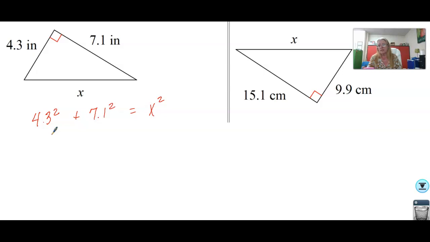4.3 squared is 18.49. And 7.1 squared is 50.41. Equals x squared. Now you add these two together. You get 68.9. Okay. And the last step then is to take the square root of both sides.